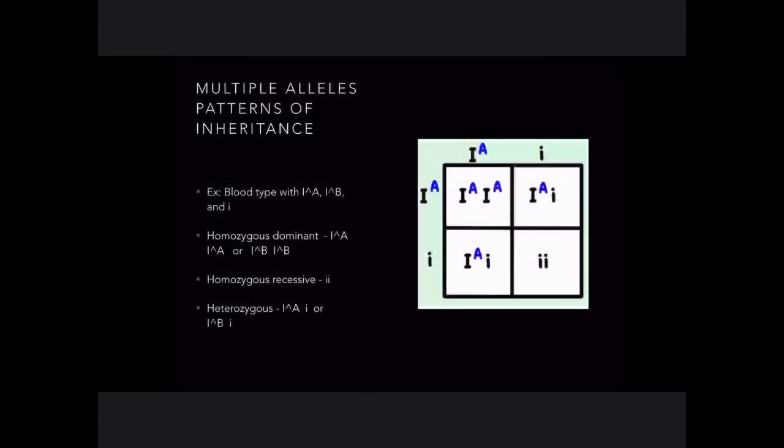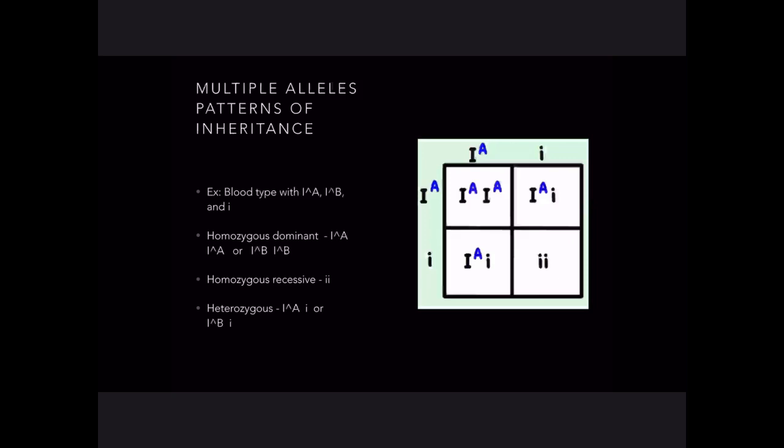Now the next pattern of inheritance, which we'll be looking at, is multiple alleles. And this means that there will be multiple alleles involved in this pattern of inheritance. And this is usually affiliated with blood type. So, for example, we have blood type A, blood type B, and blood type O.